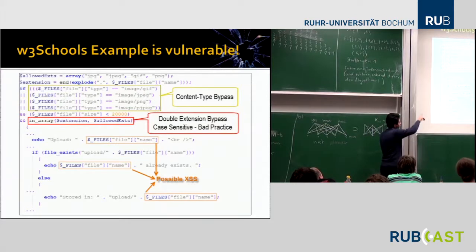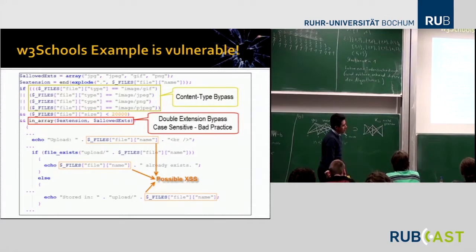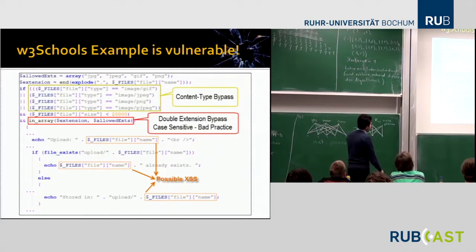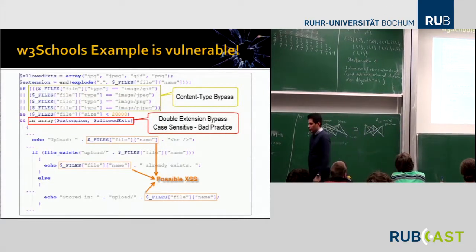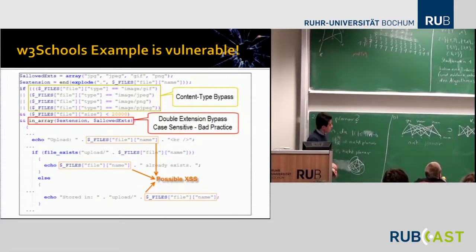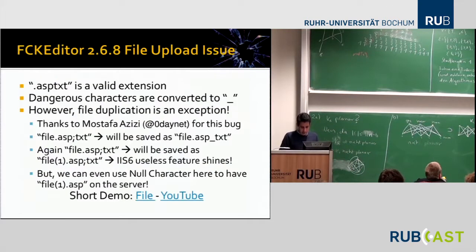And as you can see, it's vulnerable to double extension bypass. And also, the extensions are case sensitive. It's a bad practice. And it's a possible cross-site scripting. Very hard to exploit, but if you have a method, maybe like Mario, you may be able to exploit these ones as well.